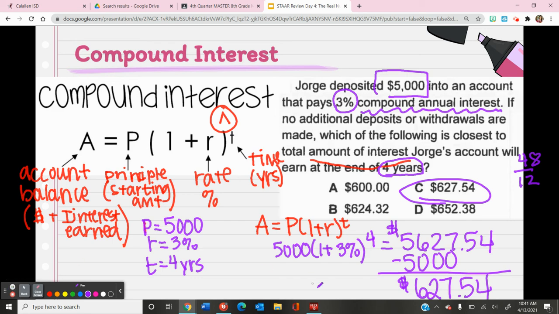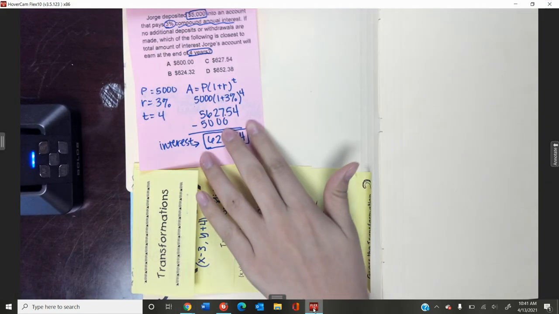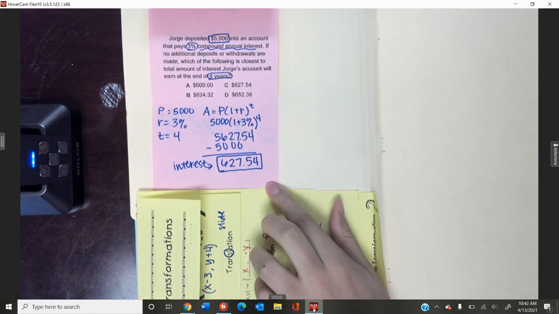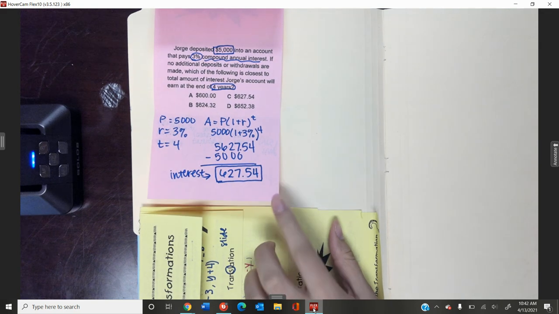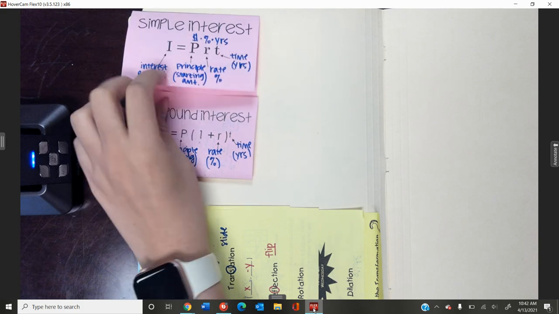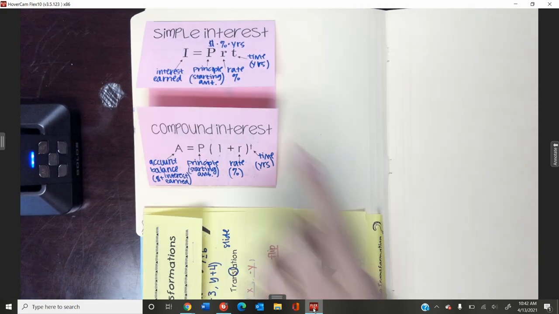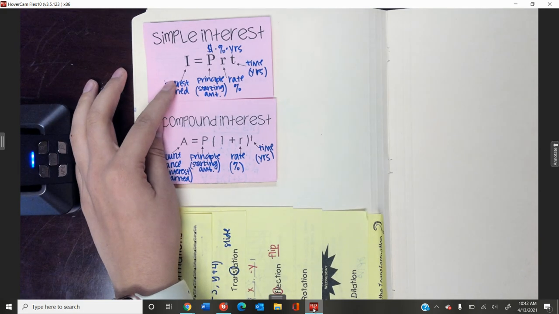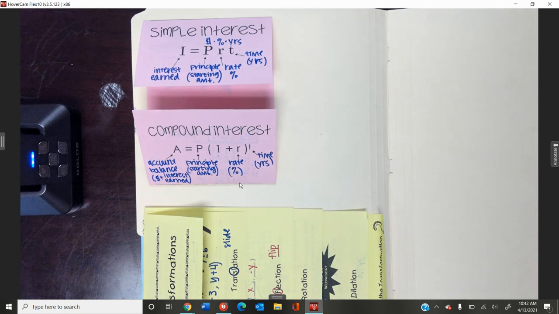Okay. So going to your foldable, this is everything you should have written down for compound interest. Again, if you need a second to catch up, go ahead and do so. But that was the video going over simple and compound interest. Before you start your assignment, make sure you have watched the video and completed your foldable going over the real number system.